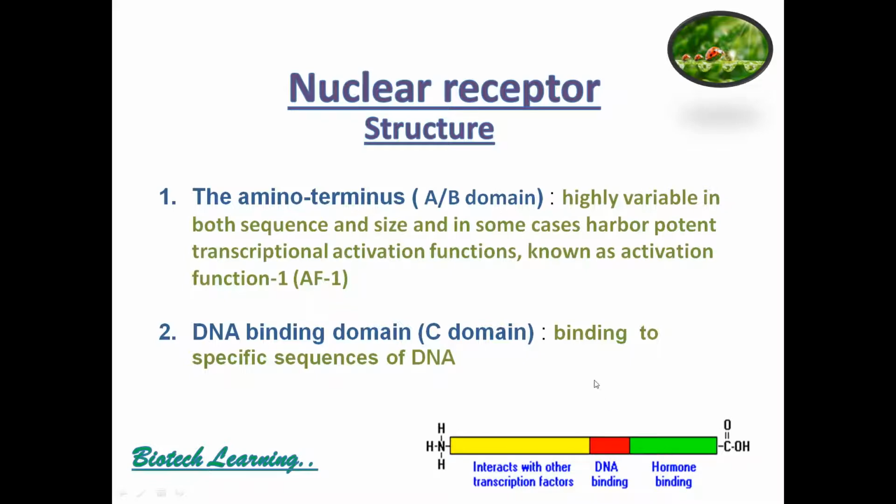So first let's see the AB domain. This is called the amino terminal or AB domain. It's highly variable in both sequence and size, and in some cases it harbors potent transcriptional activation functions. So it interacts with transcription factors. The next domain is the C domain or DNA binding domain, and of course it binds to the specific sequence of the DNA.